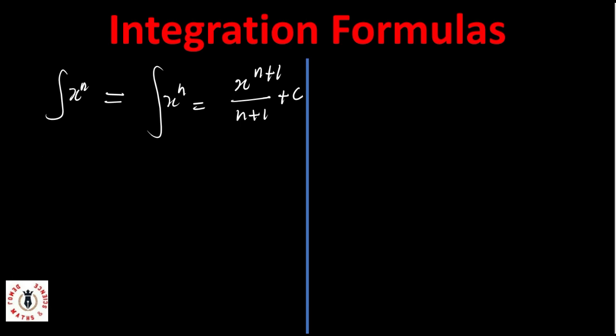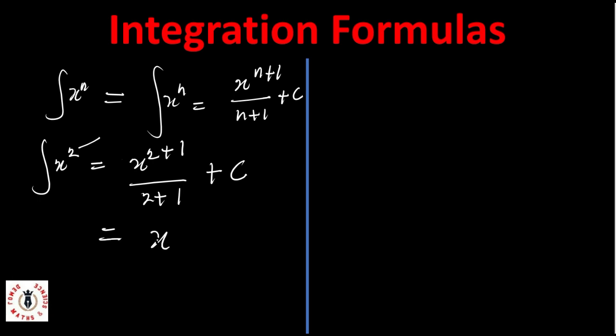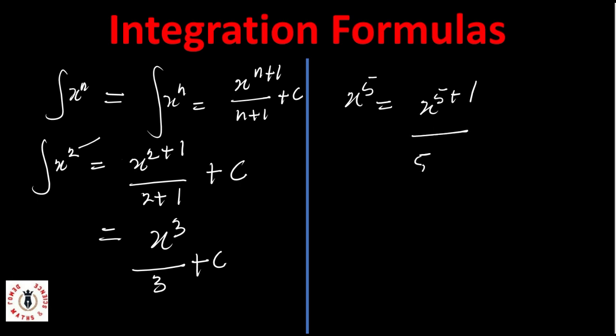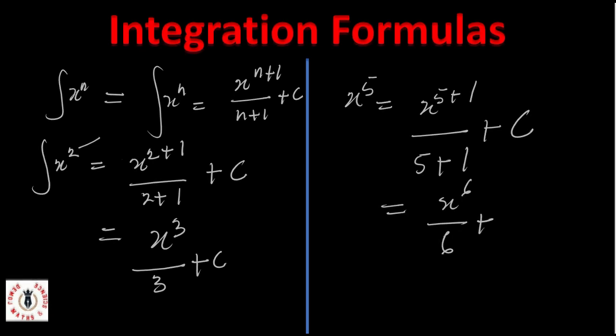A good example is if I'm to find the integral of x squared. This will become x raised to power 2 plus 1 over 2 plus 1. Here, obviously, our n is 2, plus c. So that this is the same thing as x raised to power 3 over 3 plus c. Another example is if I have x raised to power 5. This becomes x raised to power 5 plus 1 over 5 plus 1 plus c. That's the same thing as x raised to power 6 over 6 plus c.